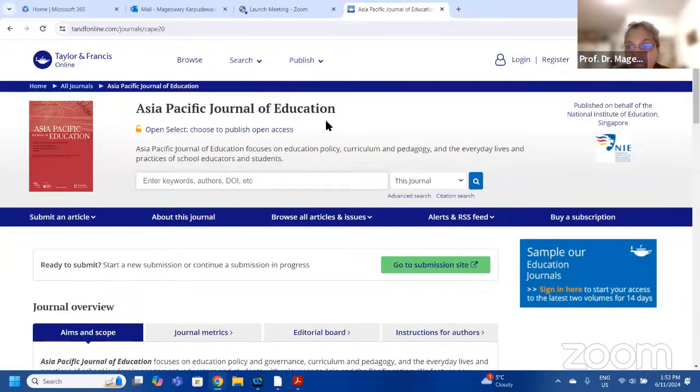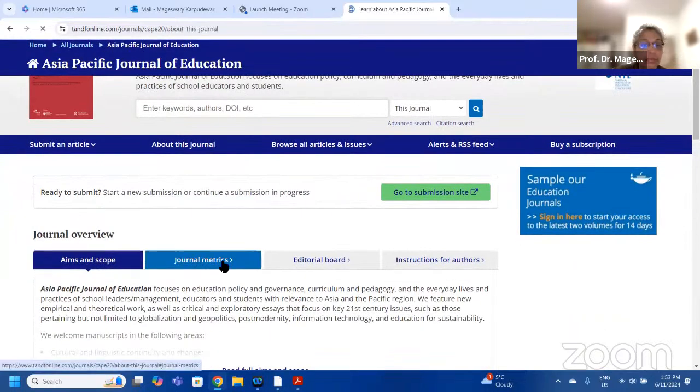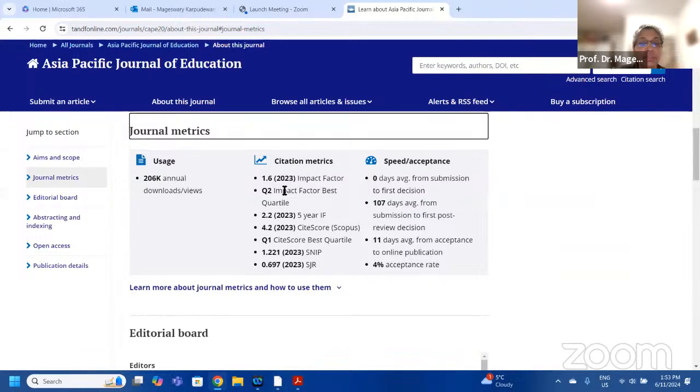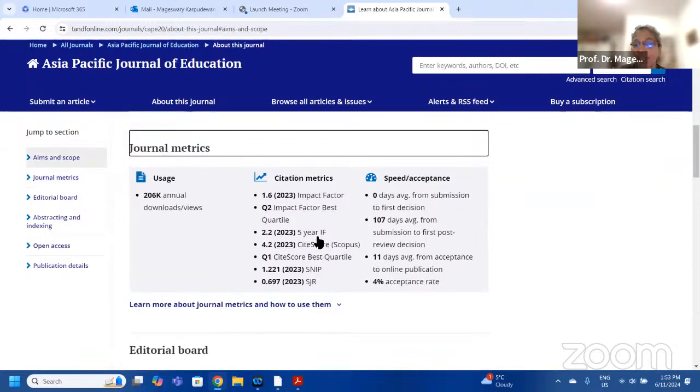This is by NIE Singapore. The impact factor is something like, let's see, 1.6, and it has gone up to Q2. It's getting difficult. Last time it was Q3, Q4, quite easy to get in.